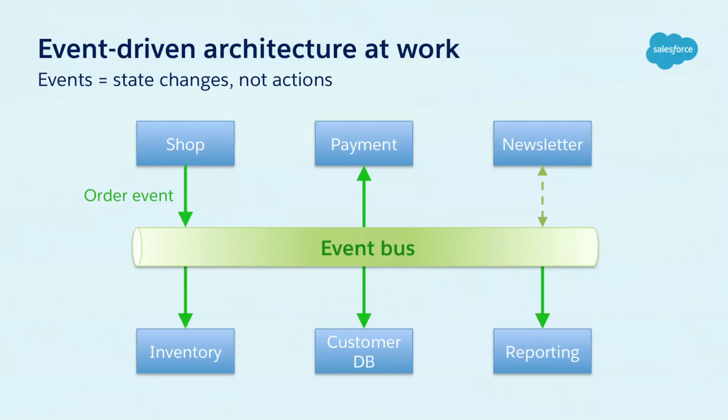And then the connected services will receive the order event. Now, what is important in the event-driven architecture model is to think about events as state changes, not as actions. So when I'm issuing the order event, I'm saying the order was sent. I'm not saying I am requesting an order. It's not an action. It's the consequence of an action.